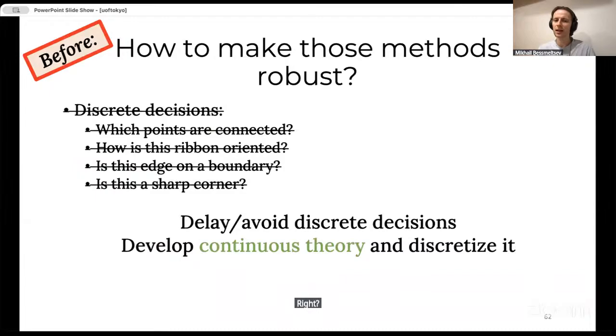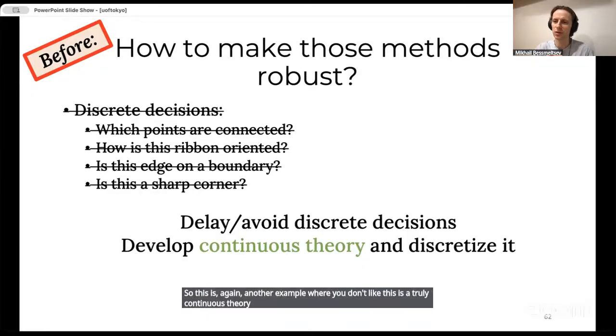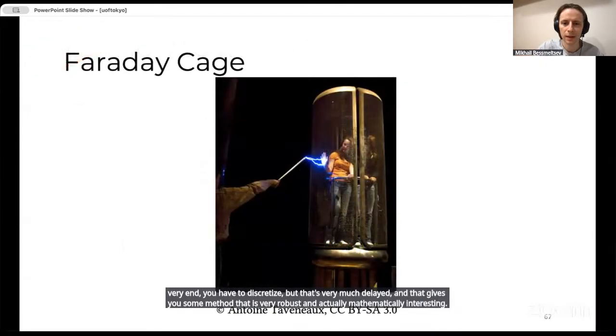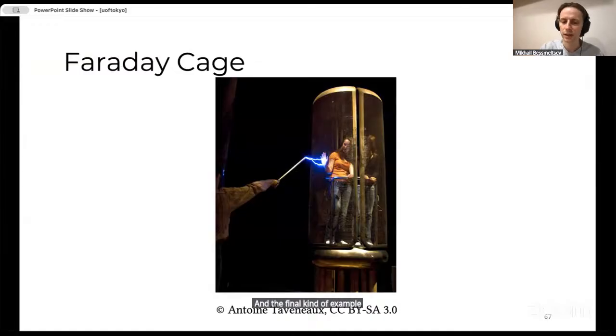So this is, again, another example of a truly continuous theory, right? There's no discretization until the very end. At the very end, you have to discretize, but that's very much delayed. And that gives you a method that is very robust and actually mathematically interesting. And the final example that I'm going to mention is for oriented point clouds.